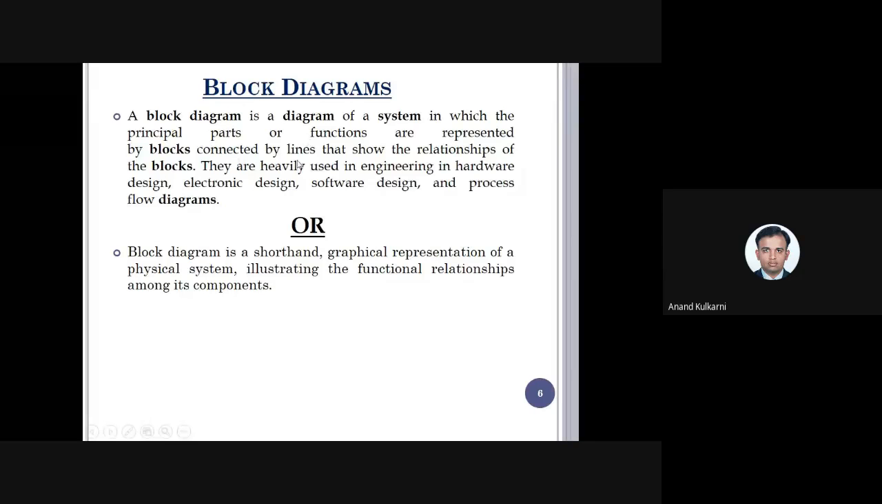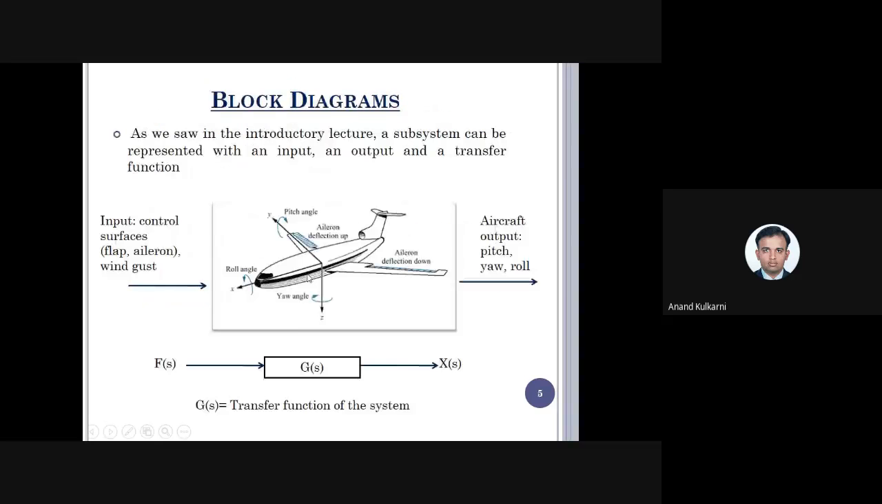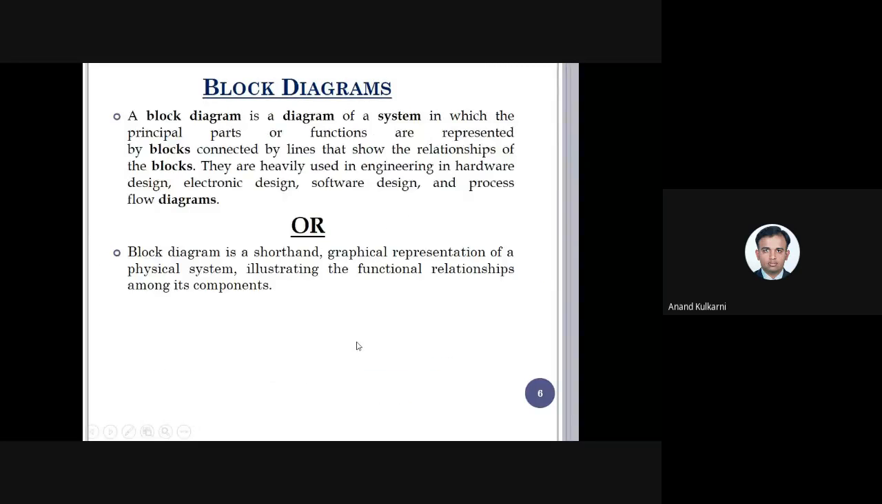Similarly, if I take a slightly more precise definition, it is a diagram of a system in which the principal parts or the functions are represented by blocks connected by lines. Now remember, a block diagram need not be only of a physical system, it can be of functions also. If you look at the drawing, it is nothing but blocks connected by lines, and we have input and output signals, which show the relationship between the blocks.